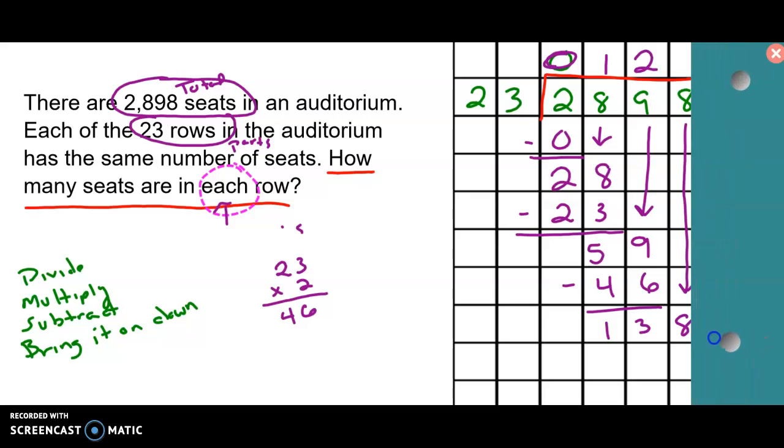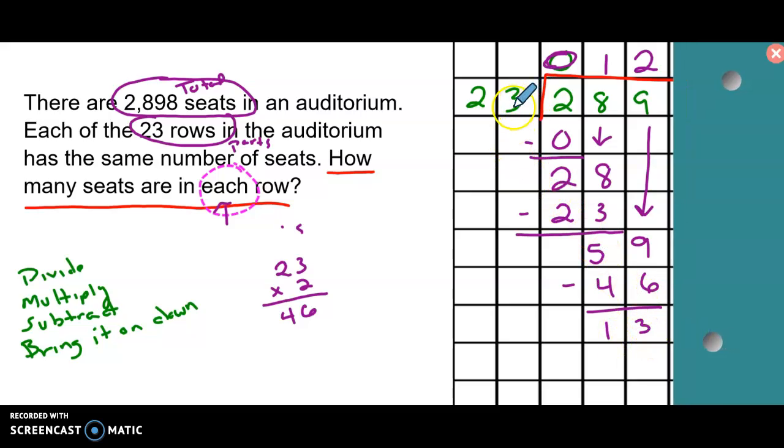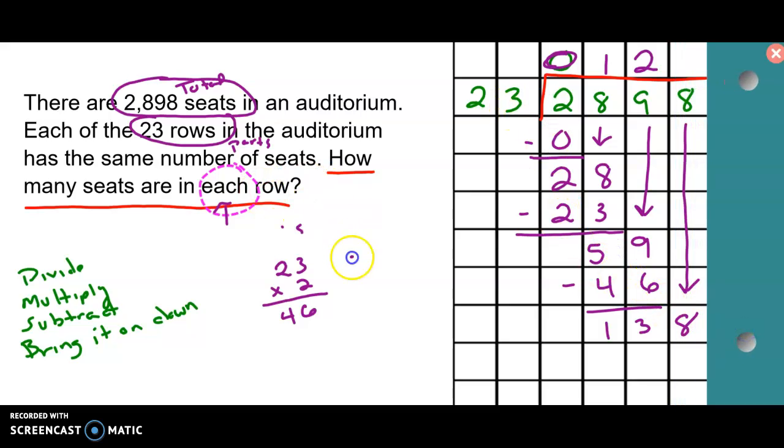And I'm going to cover up that last digit, the 8. I'm going to be left with 13. Now I should cover up the 3. Now think, how many times does 2 go into 13? Well, 2 times 5 is 10. 2 times 6 is 12. 2 times 7 is 14. 14 is too big. So we're going to go with 6. So we're going to try 23 times 6.